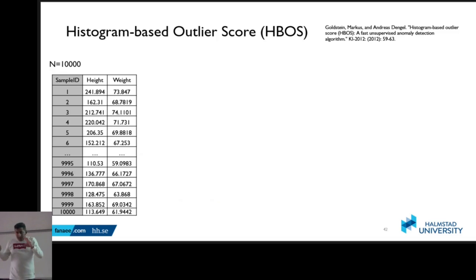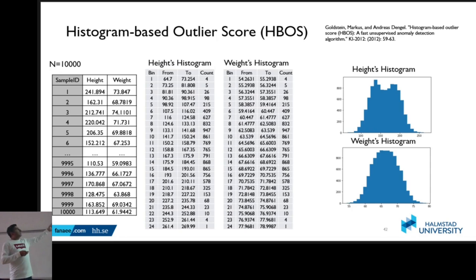So there are some methods that are something between univariate and multivariate, and one of them is histogram-based outlier scoring. It turns out to be very successful. I mean, in real life applications, it works very well. So what is the idea of histogram-based outlier score? It creates two histograms, one from height and one from weight, right?